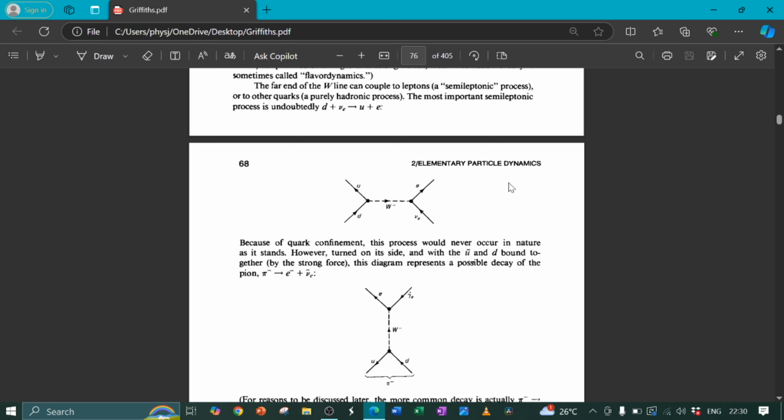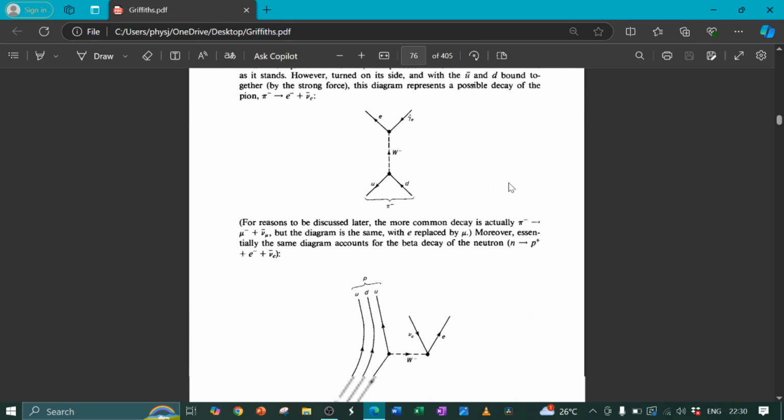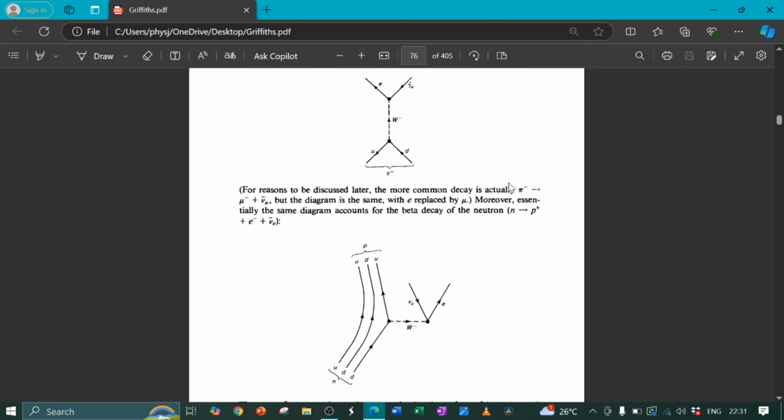Pion negative goes to electron plus electron antineutrino. For reasons to be discussed later, the more common decay is actually pion negative goes to muon negative plus muon antineutrino, but the diagram is the same with electron replaced by muon. Moreover, essentially the same diagram accounts for the beta decay of the neutron. Neutron goes to proton plus electron antineutrino.